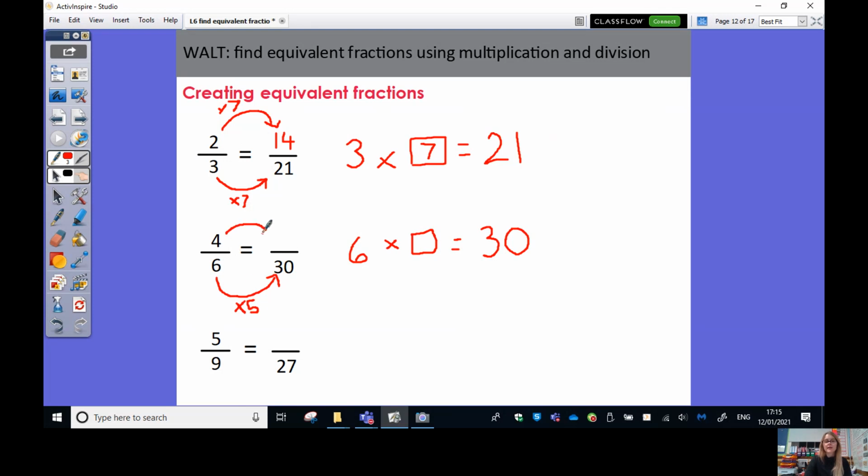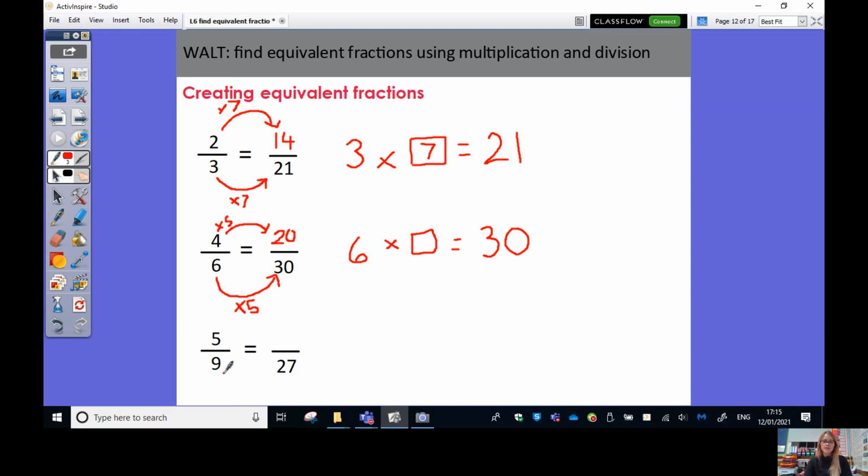So I need to do the same to my numerator. 4 times 5 equals 20. Good, fantastic. So 4 6s equal to 20 over 30. Okay, what I'd like to do is pause the video. Can you have a go at the next one on your own and then come back when you're ready?